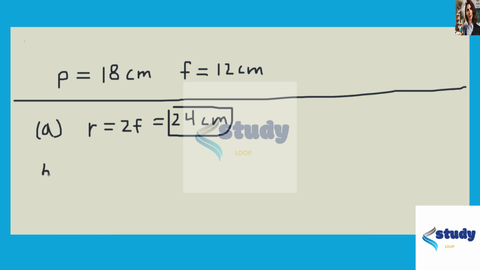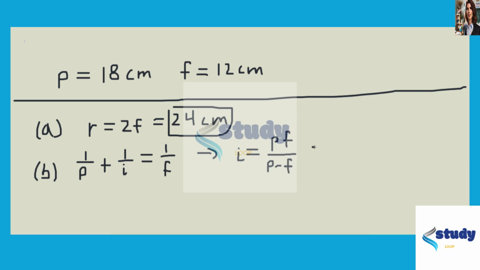Part B of the question has asked us to use the object distance and the focal length to find the distance to the image. So that's going to be done through the equation 1 over the distance to the object, p, plus 1 over the distance to the image, i, is equal to 1 over the focal length, f. So we just solve this equation for i. We find that the image distance, i, is equal to p times f divided by p minus f.